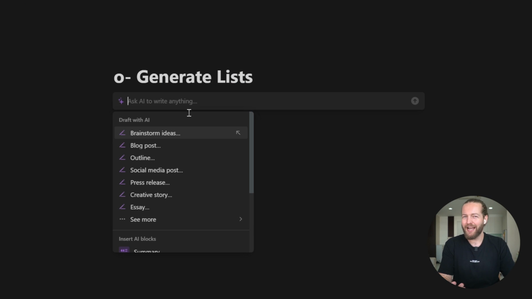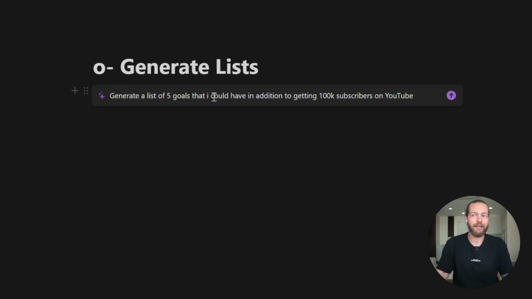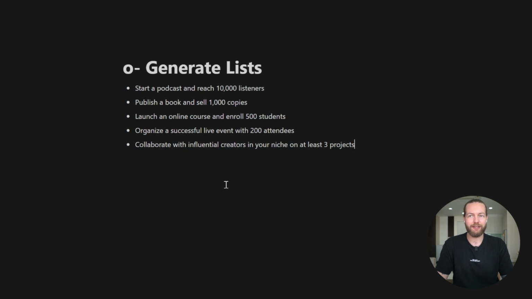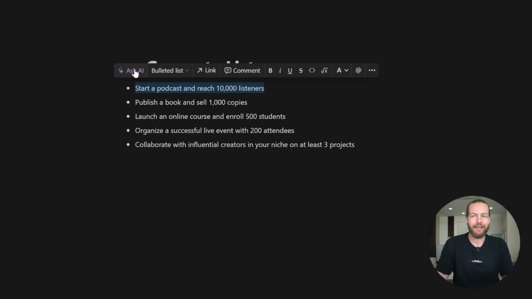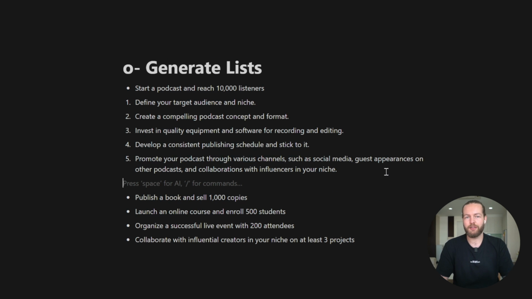I'm also like a mind map person. So I'm going to ask it to generate a list of 5 goals that I could have in addition to getting 100,000 subscribers on YouTube. Now it gave me a bunch of goals. And again, I'm going to hover over it and I'm going to ask it to make a list of 5 sub goals of this goal. We can insert below. This is one of my favorite use cases because everything is a list.